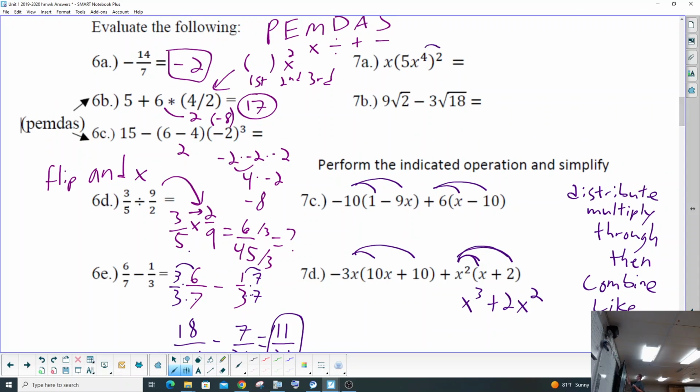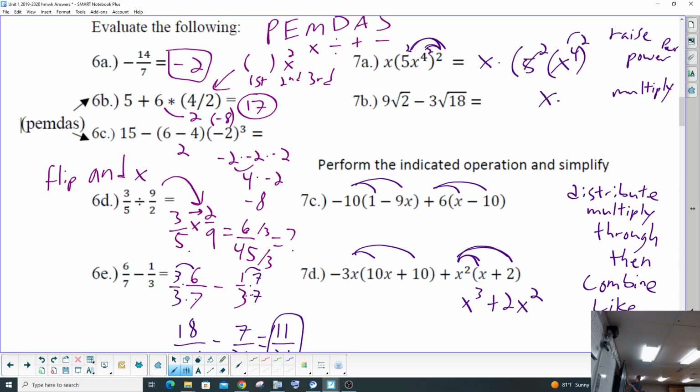7a, don't forget to square both of them first. So we get x times 5 squared and x to the fourth squared, because you have to distribute the 2 to both of them. 2 there and 2 there. And then don't forget a power to a power. If you raise a power to a power, then you multiply those powers. So that would be x times 5 squared is 25.